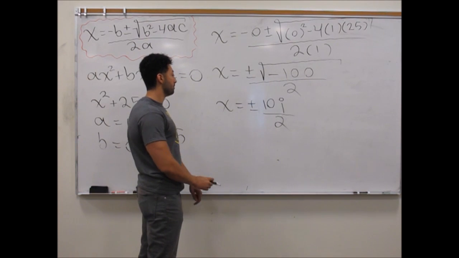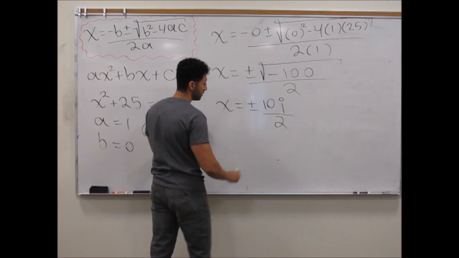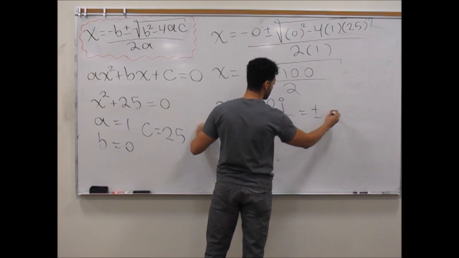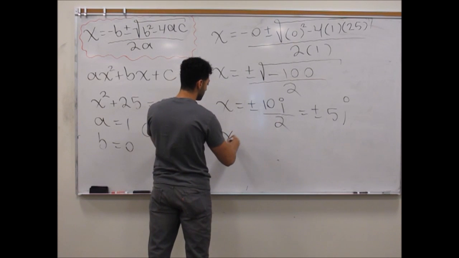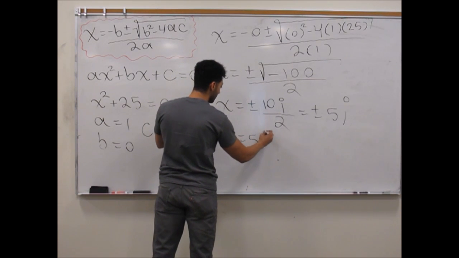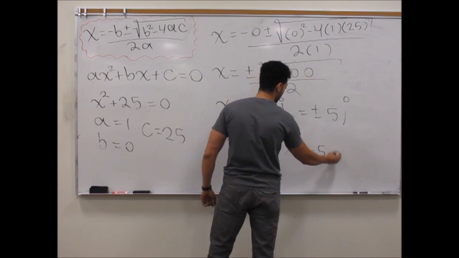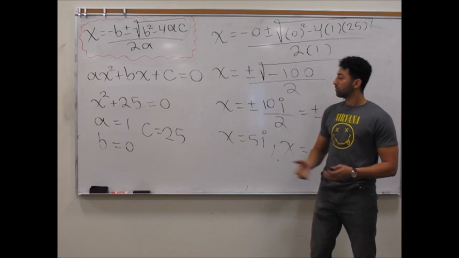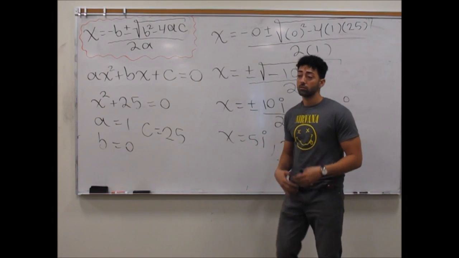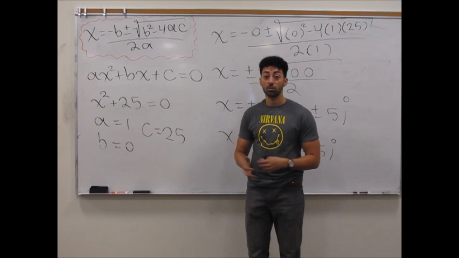Okay, so 10 goes into 2 5 times, so you get plus or minus 5i. Then you get x is equal to 5i, and x is equal to negative 5i. Okay, so when we look at our answers, usually we're like, could we have factored that, or what could we have done, and looking at the discriminant or whatnot.